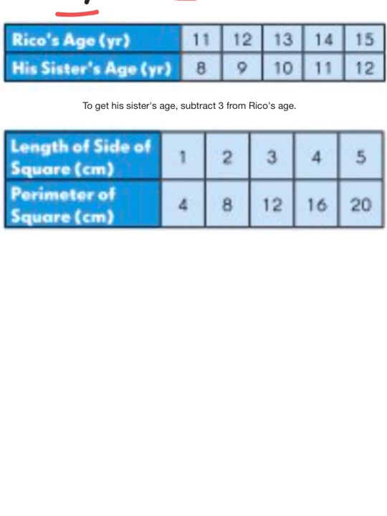Look at these two sets of numbers right here. You have the length of the side of a square and the perimeter of a square. When the length of one side of the square is 1 centimeter, the perimeter is 4 centimeters. When the length of one side is 2 centimeters, the perimeter is 8 centimeters. What's the relationship here? How is the second set of numbers obtained from the first set of numbers?